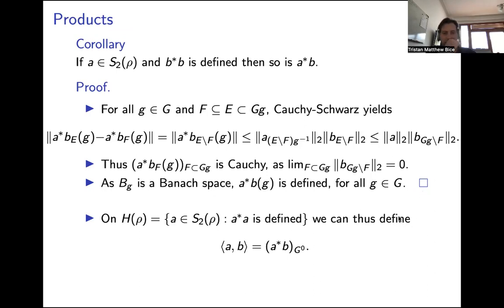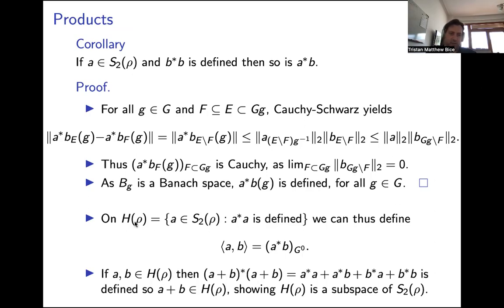What it really tells us immediately, in fact, is that we can look at this subset of elements with finite 2 norm such that A star A really is defined. And then we have this well-defined inner product, if you like, on H of rho. The H, if you're interested, is because we will show very shortly that it defines a Hilbert module. Okay, but thanks to this lemma here, we know that we can actually define A star B and of course define its restriction to the unit space as well.